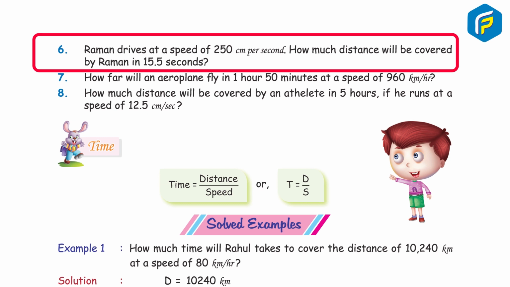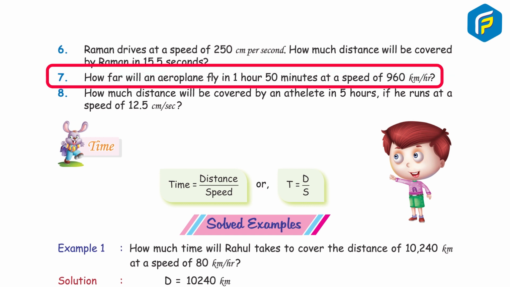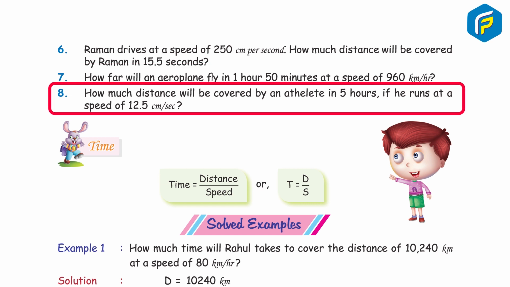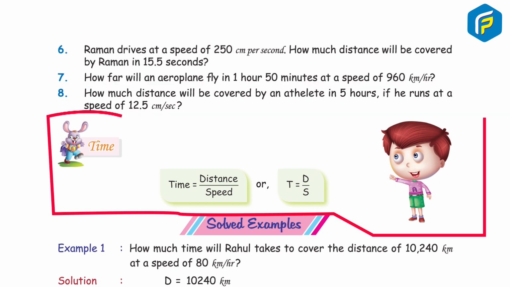Answer 3,875 cm. Question 7. How far will an aeroplane fly in 1 hour 50 minutes at a speed of 960 km per hour? Answer 1760. Question 8. How much distance will be covered by an athlete in 5 hours if he runs at a speed of 12.5 cm per second? Answer 2,25,000 cm. Time. Time is equal to distance upon speed, or T is equal to D upon S.